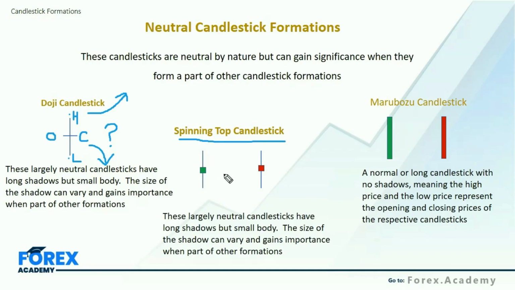These are quite similar to doji candlesticks. However, the main difference is the real body, which you can see from a bullish perspective and also from a bearish perspective. So these largely neutral candlesticks have long shadows, but very, very small bodies, as you can see. Now, the size of the shadow can vary quite considerably. These can be quite extended or they can be quite short. And they gain importance as a part of other formations.